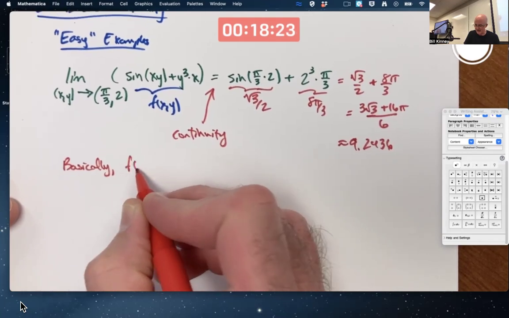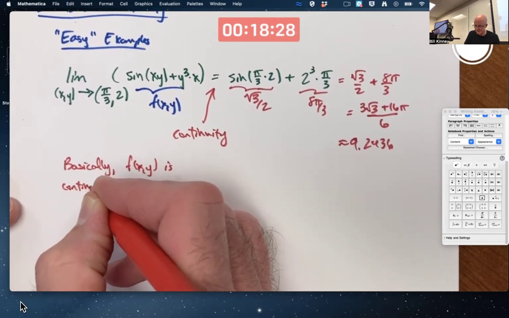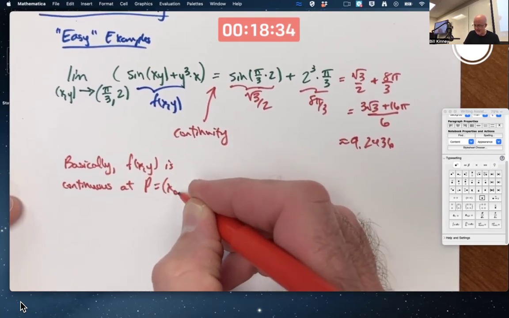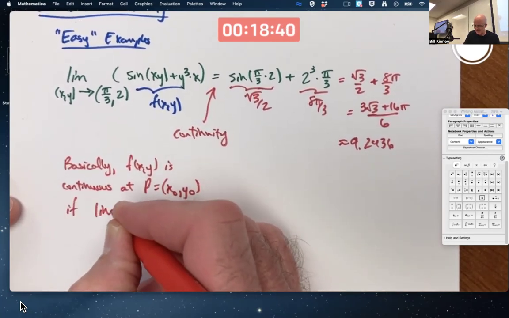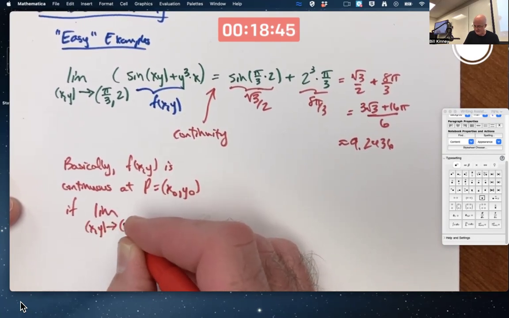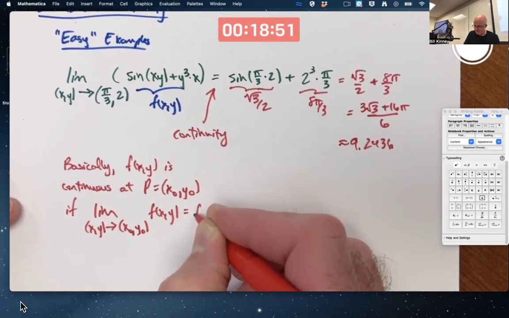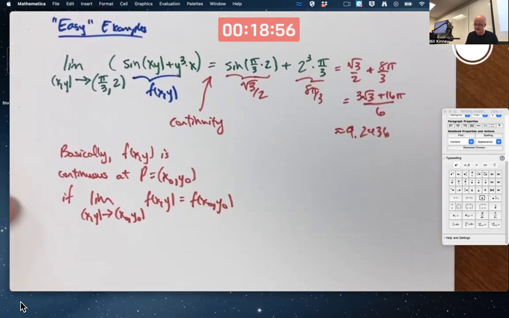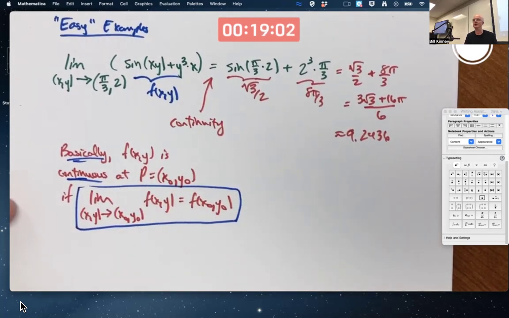a function f of x y of two variables is continuous at a point P with rectangular coordinates x naught, y naught if the limit as a variable point x y approaches P with coordinates x naught, y naught of f of x y equals the function value at x naught, y naught. That's the key equation. Okay, basically that's what continuity means.